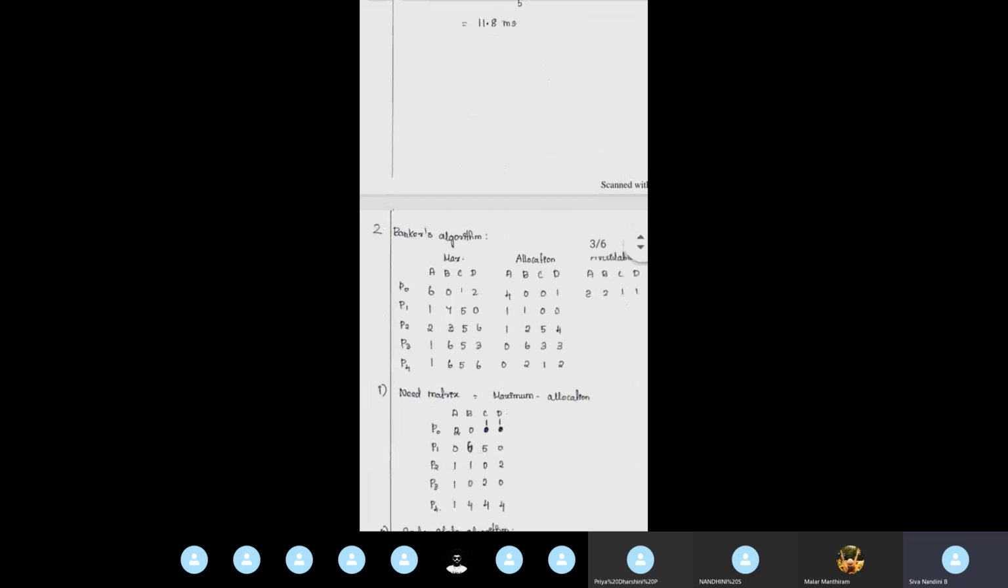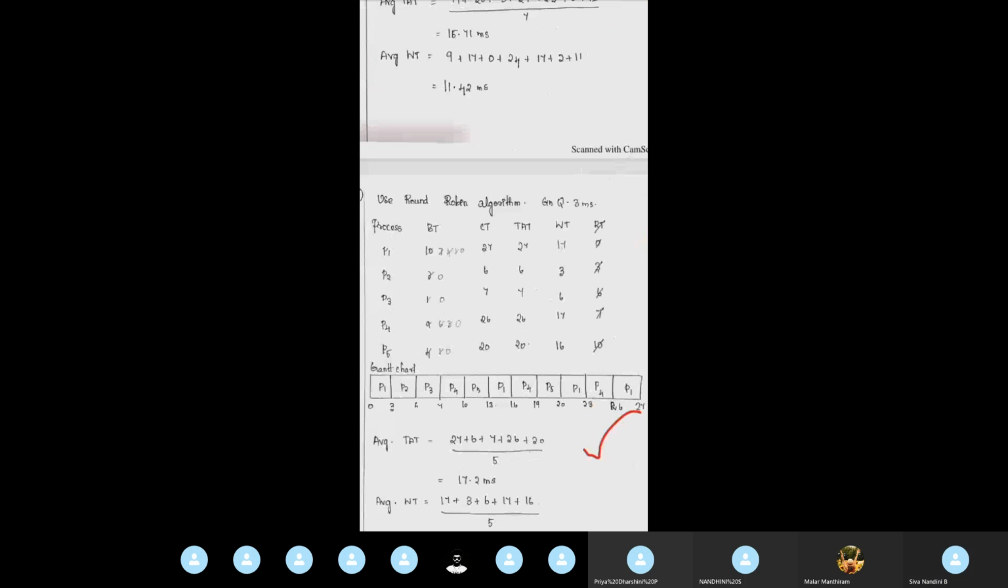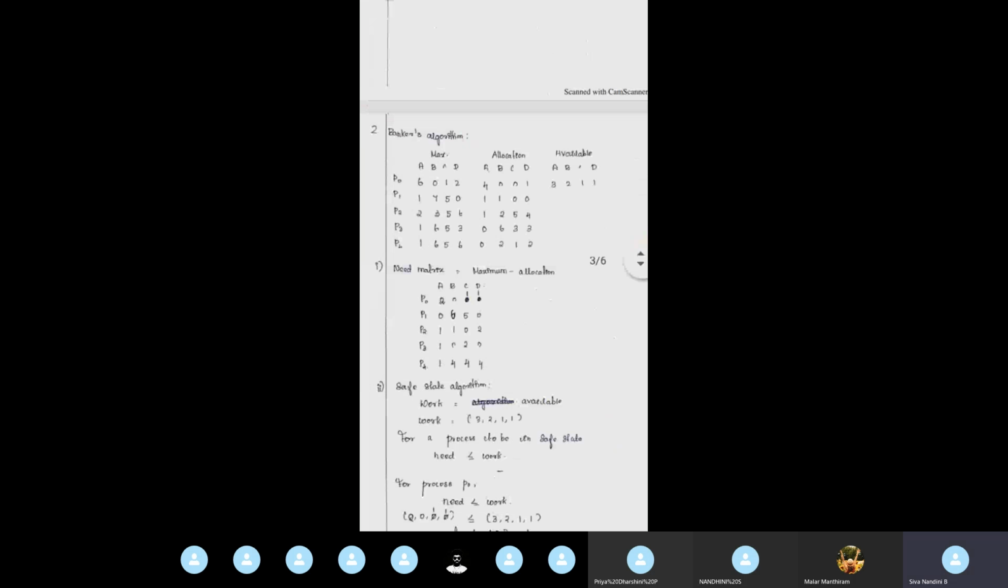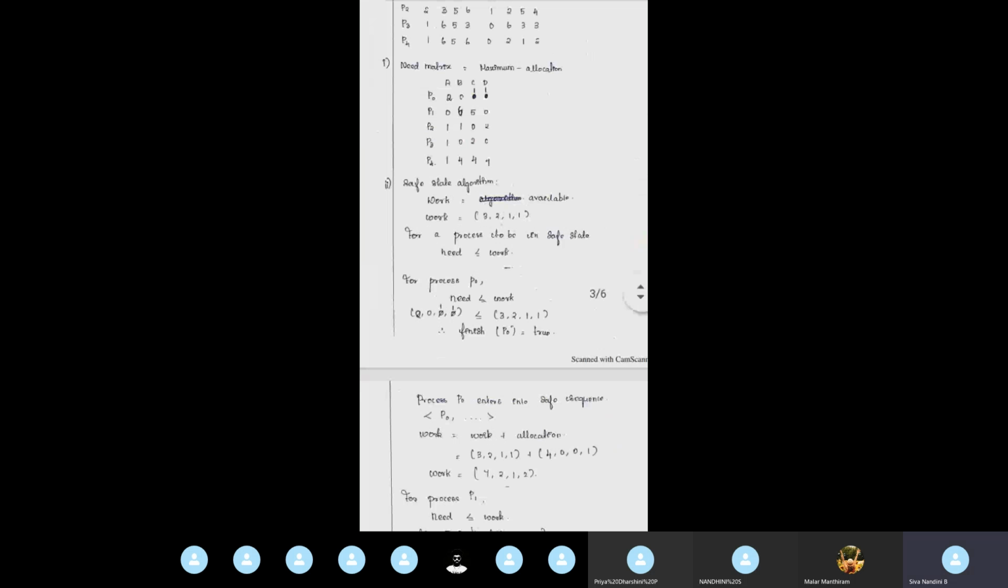Then the round robin algorithm we have seen already, from this IIT test itself. The Banker's algorithm, I hope everyone is familiar with it. Otherwise, we will continue it in the next session.